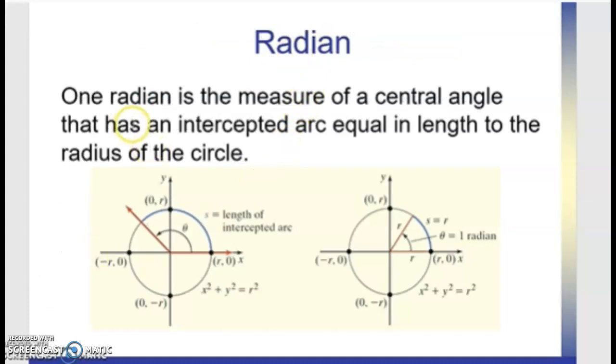Radian measures. 1 radian is the measure of a central angle that has an intercept arc equal in length to the radius of the circle. S is the variable that represents the length of the intercept arc. You can see that arc here in blue. And again, 1 radian is the measure of the central angle that has an intercept arc equal to the length of the radius of the circle.